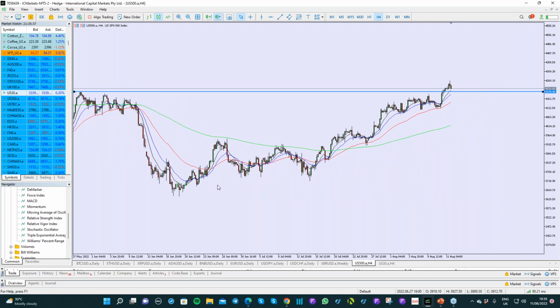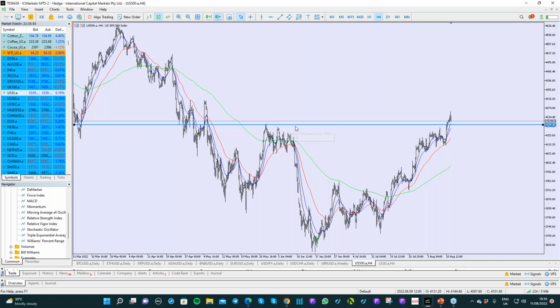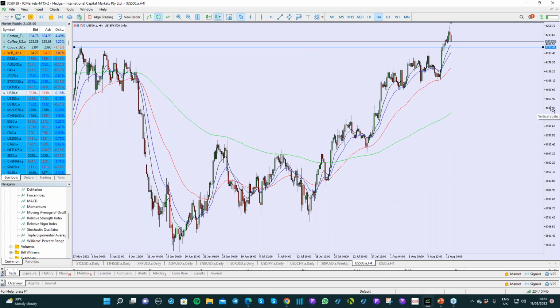What have I got here on the 4-hourly time frame? I have got a clean, clear uptrend. Higher lows, higher highs. I've also got a horizontal level here. This horizontal level that has been broken.